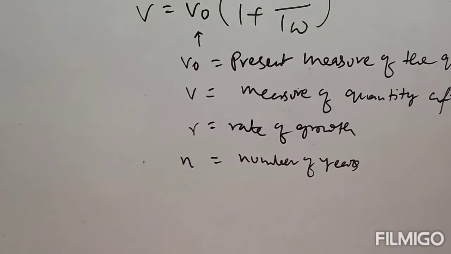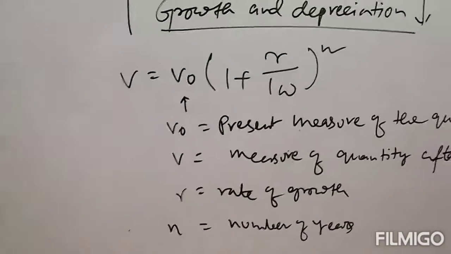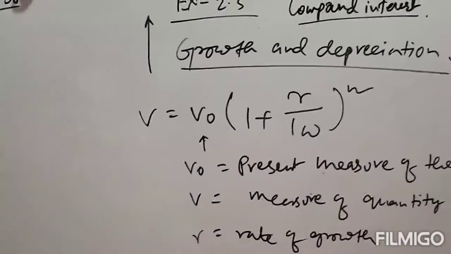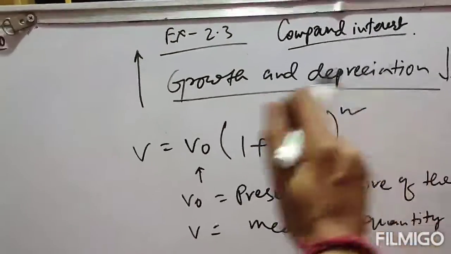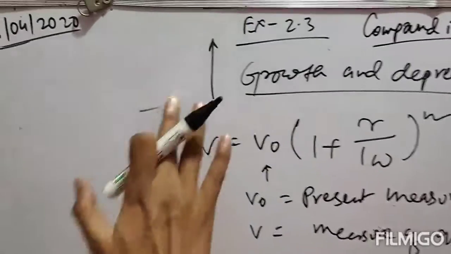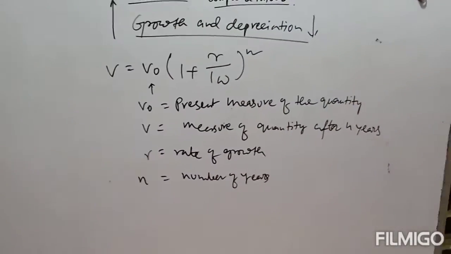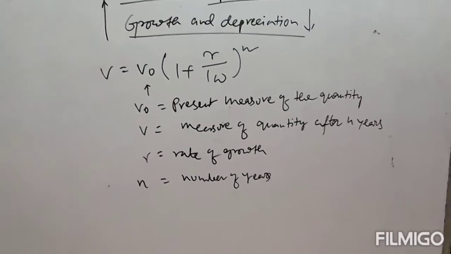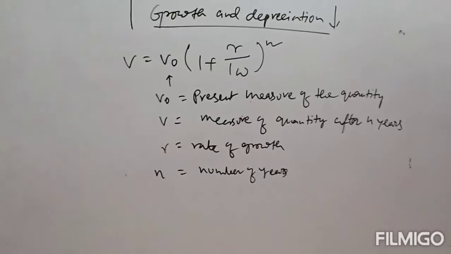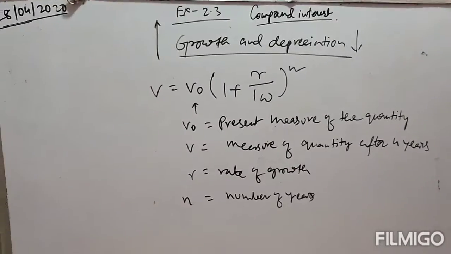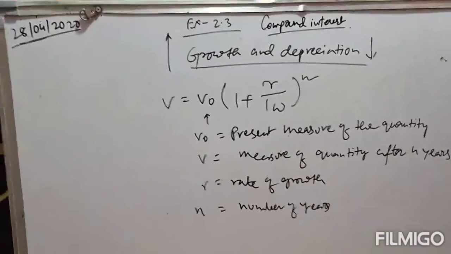Clear? So this is the formula of growth. Remember, whenever there is growth, the sign will be plus, and whenever there is depreciation, the sign will be minus. So V equals V naught (1 plus R by 100) to the power n, where V naught is the present measure of the quantity, V is the measure after n years, R is the rate of growth, and n is the number of years.